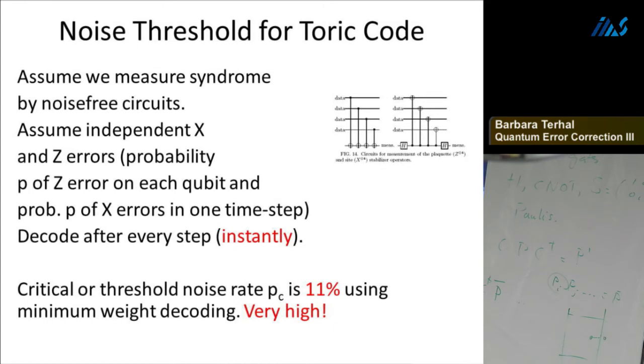Okay, so now there are 2 things you say now. If we talk about the threshold, we can estimate the threshold if we assume the parity check circuits are noise free. Then it's been shown that this critical threshold noise rate is very, very high, 11%.